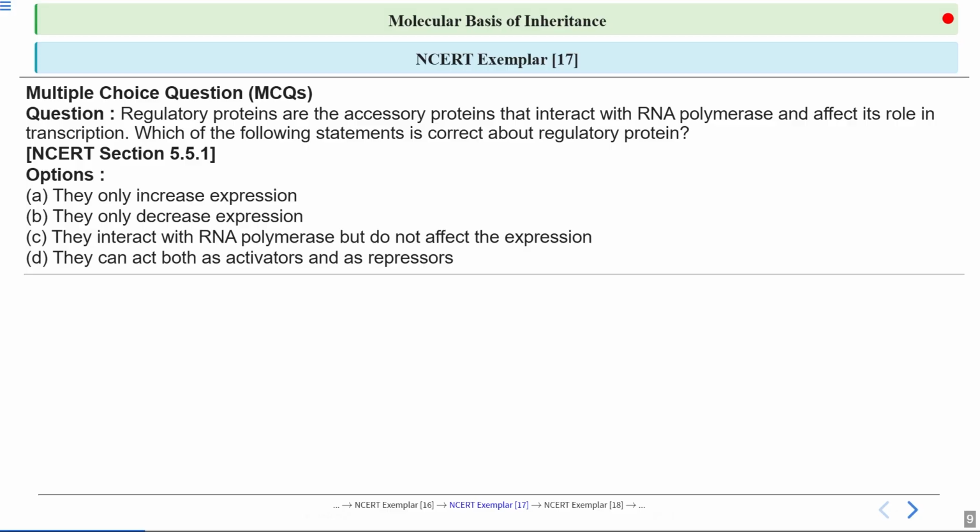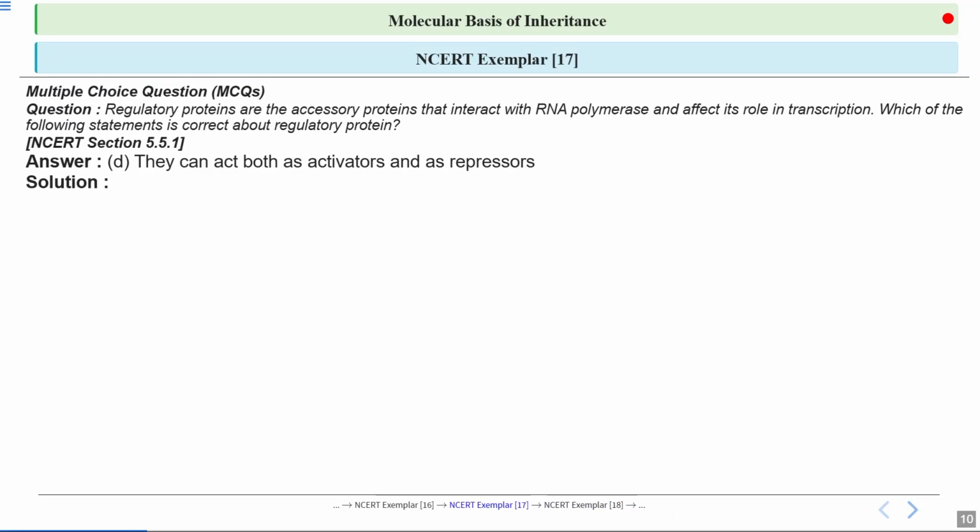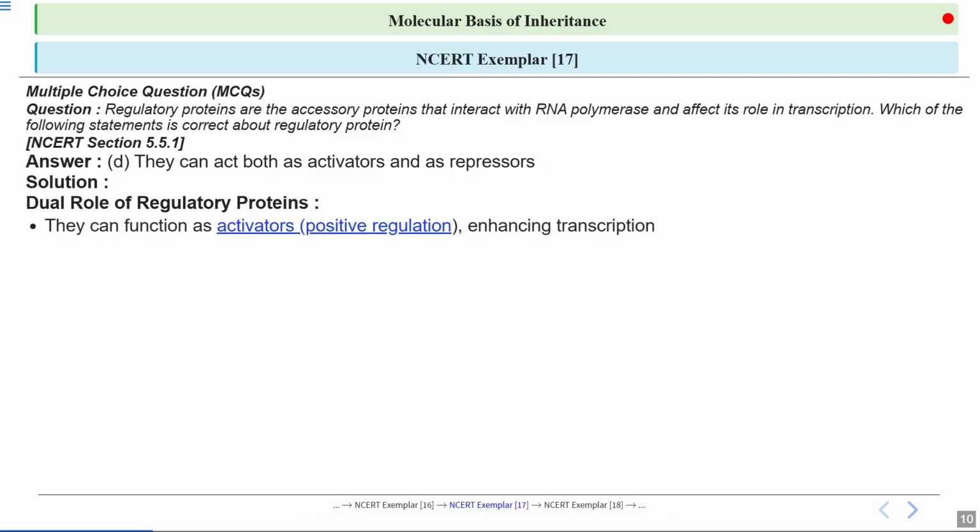Okay, let's have a look at the answer. See, option D is the correct answer here. They can act both as activators and repressors. Now let's talk about the dual role of the regulatory proteins. These proteins can function as activators, which means they are involved in positive regulation, and they enhance the transcription. When they enhance the transcription, it is known as positive regulation.